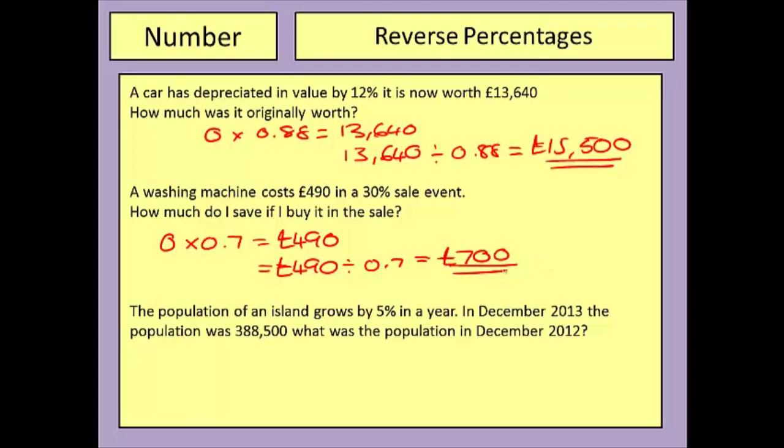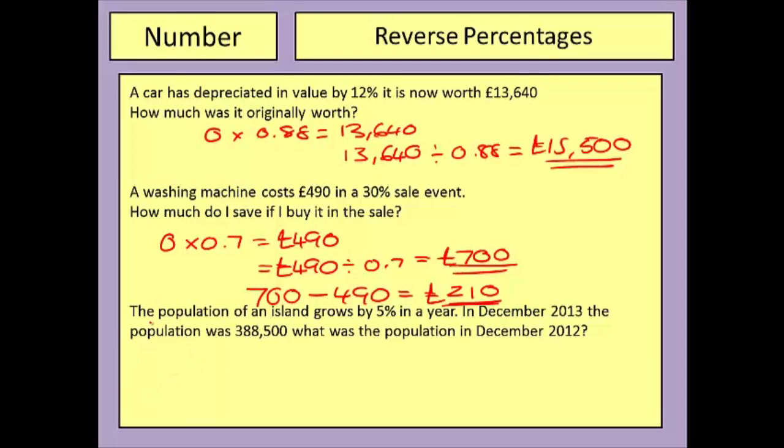Now this actually isn't my final answer. It wants to know how much I save if I buy it in the sale. So I have to do one final thing to this. 700, the old price, minus 490, the sale price, gives me my actual saving here, which is £210.